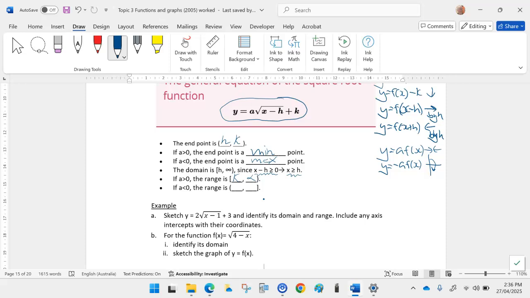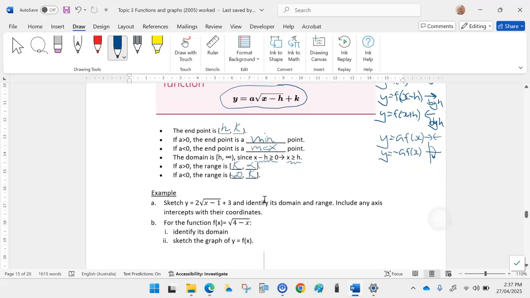If A is negative, so the value of A in the function is negative, then your y values would be negative. So what does the range look like then? Well, that means you're going to start with the point h, k and everything will range below that point. So all your y values would stretch from negative infinity up to and including k, if the value of A is negative. Okay, we'll do some examples of these later to show how that's the case.